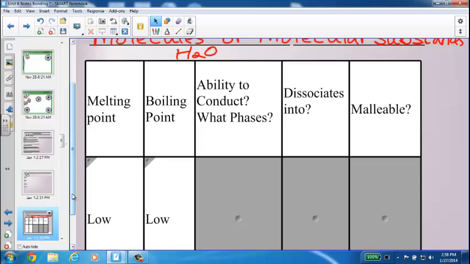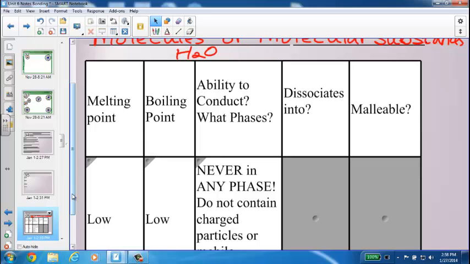They also have very low boiling points. Some covalent things have already boiled, like carbon dioxide that you're exhaling right now, or oxygen that you're inhaling. Those are already gases at this temperature. Okay, they have very low boiling points.